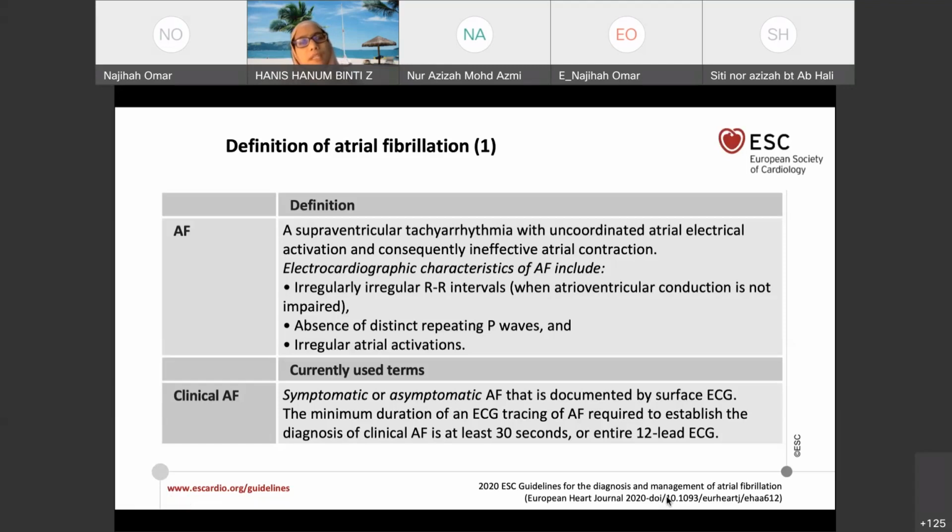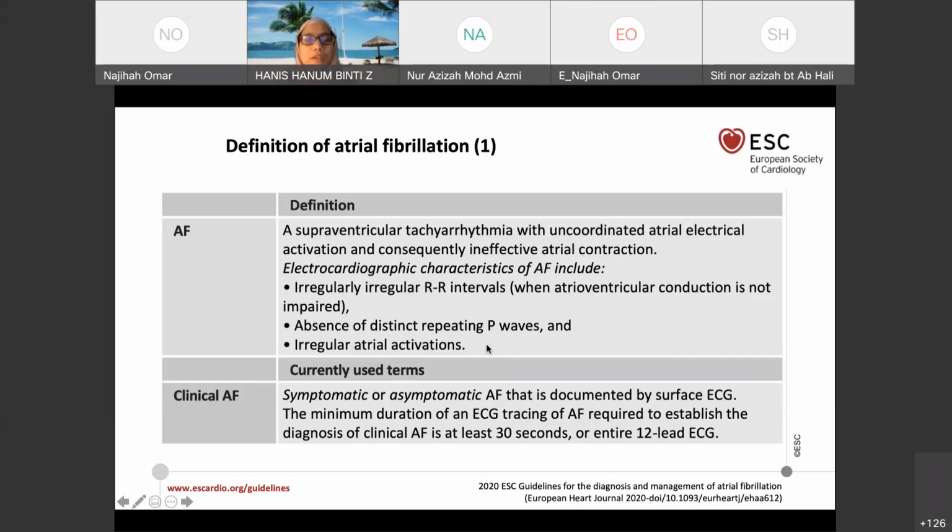So when you do an ECG, when patients present to the ED with the complaint of palpitation, you have to do an ECG and look at whether the palpitation is just a normal palpitation or whether the patient has AF or not. Okay, so how do we know the patient has AF?